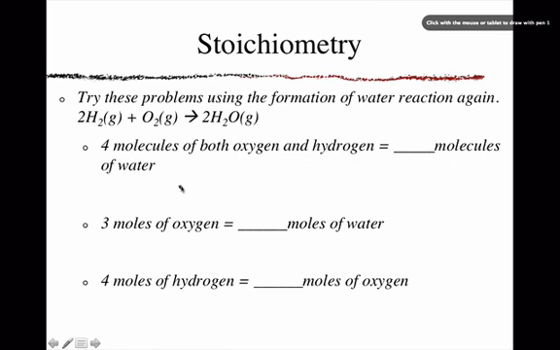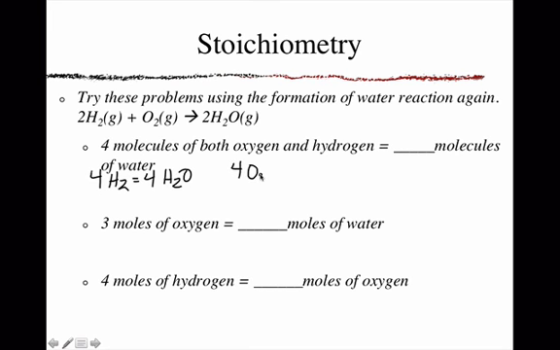The next ones we have here, 4 molecules of both oxygen and hydrogen. Well, if I had 4 molecules of hydrogen, I would produce 4 molecules of water. So the hydrogen will give me 4 waters. We'll write it this way. 4 hydrogens will give me 4 waters.